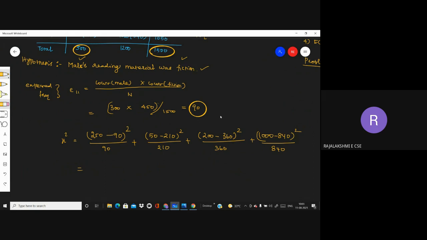What is this? 250 minus 90 the whole square by 90. What is the value you are getting? Come on, quick. Alright. You want me to do it in my calculator and project the same? What is the value you're getting? 284.4. Huma, 284.4, plus 50 minus 210 the whole square divided by 210.